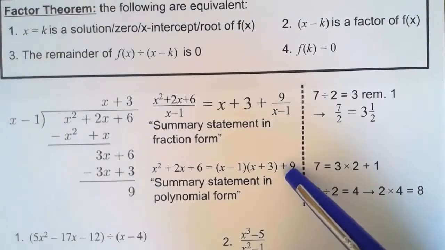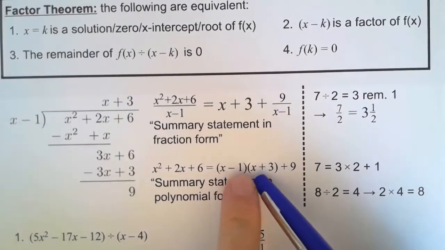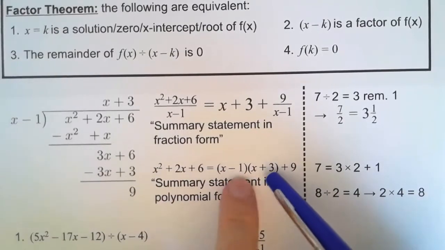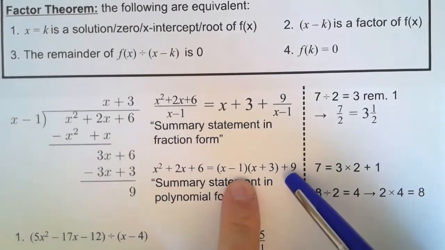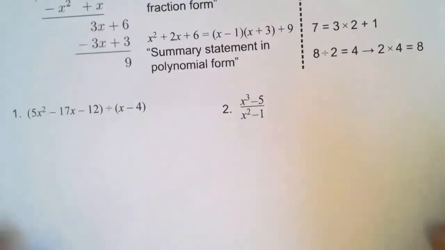If you're not sure, you can always check this. You can multiply this out for yourself. Here you'll see x squared minus x plus 3x, so you get the plus 2x, and then you'd have a minus 3 here, so the minus 3 plus the 9 would give you the 6. Okay, so let's go ahead and do some division here.